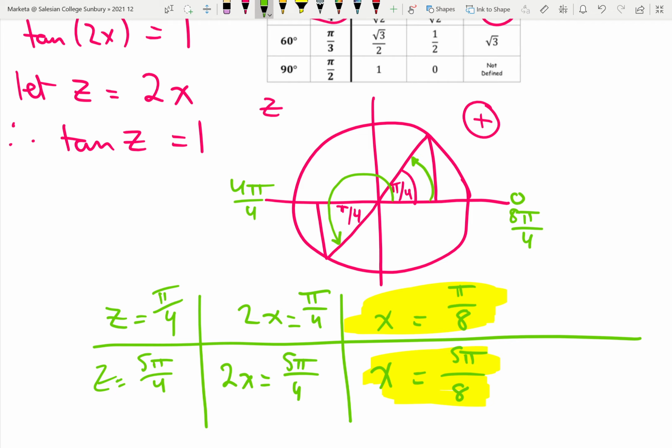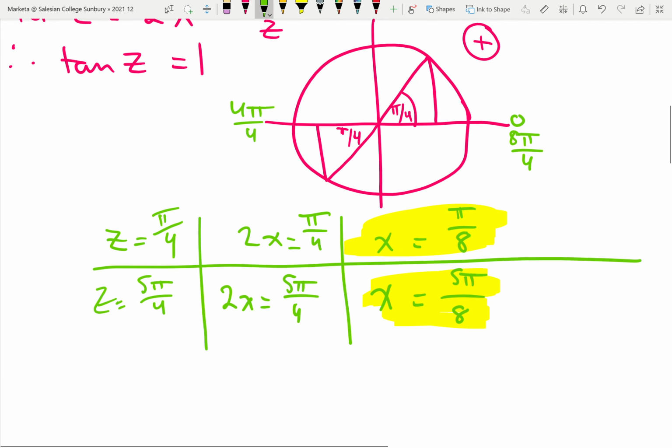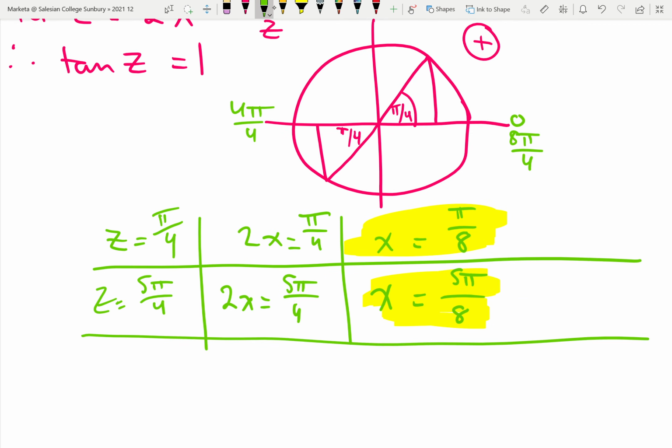You don't have to highlight it, but it does make sense to do so because there's quite a lot of working out in these. You don't want to lose your answers and then lose a mark for not including one of the answers that you actually have found.